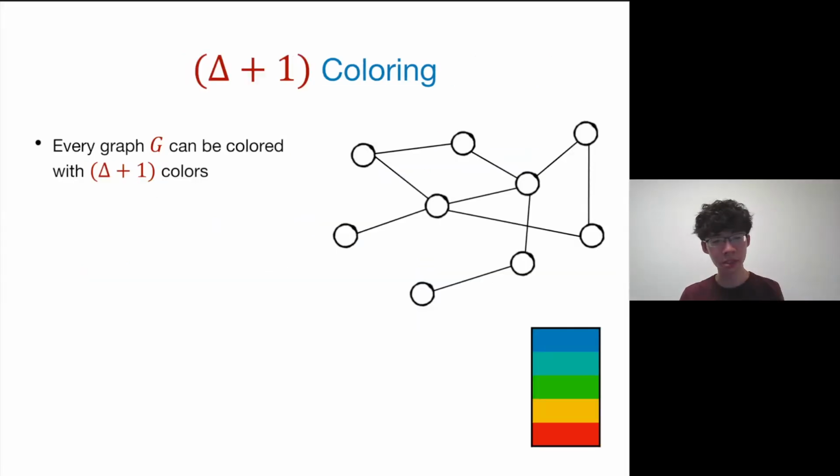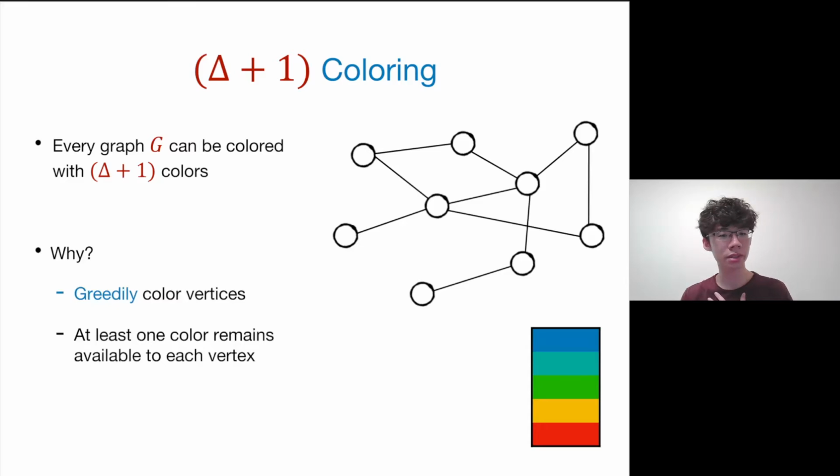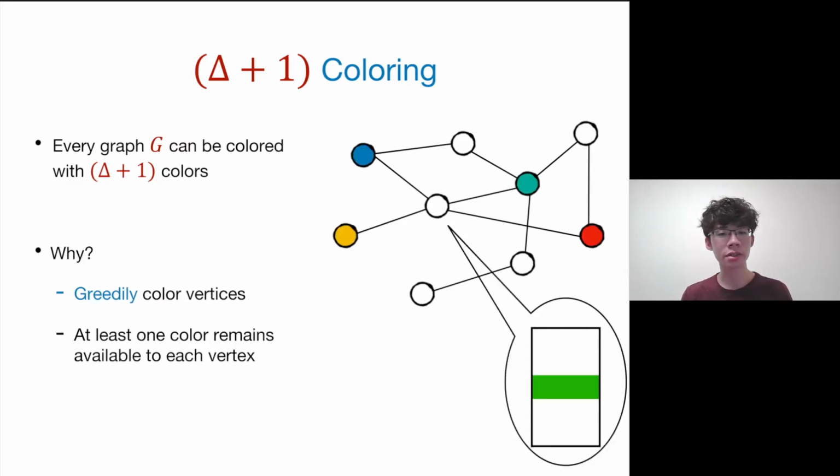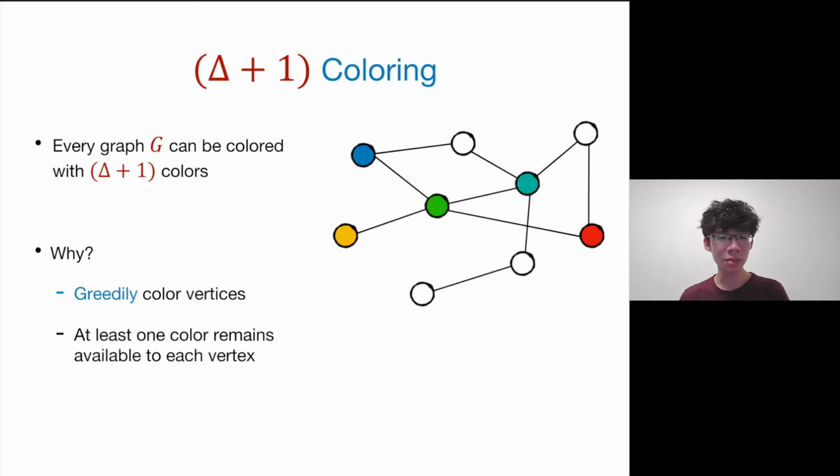So to review delta plus 1 coloring, how do you find a delta plus 1 coloring of a graph? Not in streaming, just normally. What you can do is just use a greedy algorithm. If you're at a vertex and your neighbors are colored some colors, there's going to be at least one color remaining to you always. So you can just color yourself with that color. But this idea is a little bit difficult to translate into streaming, because you need to look at your neighbors, and your neighbors are not always easy to find in streaming, because the edges can come in any order. So finding your neighbors is kind of hard.